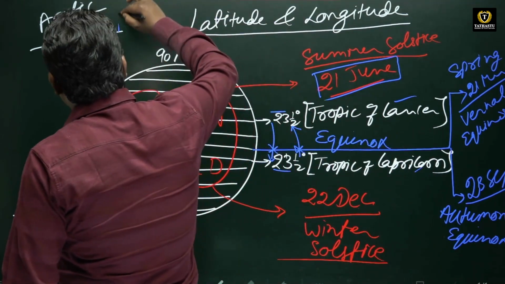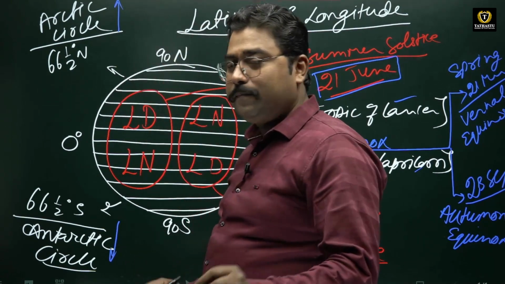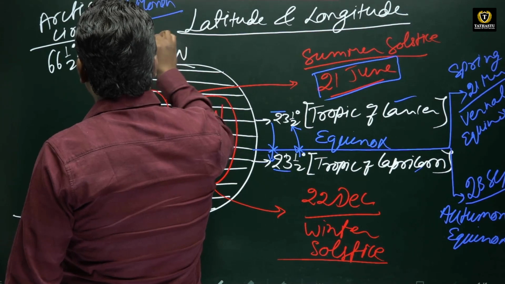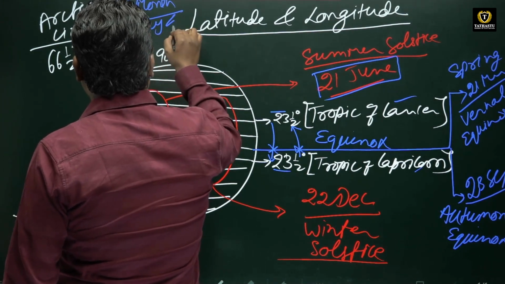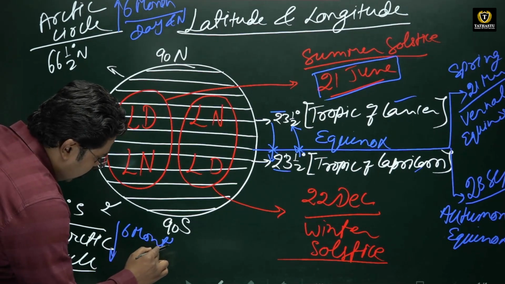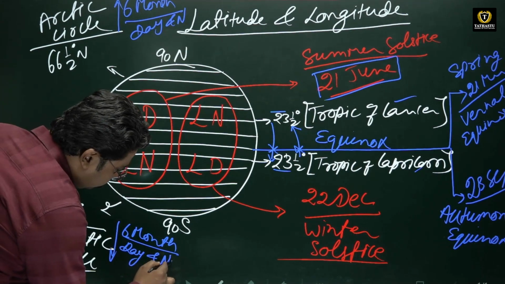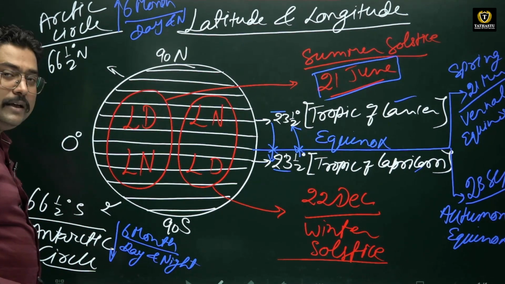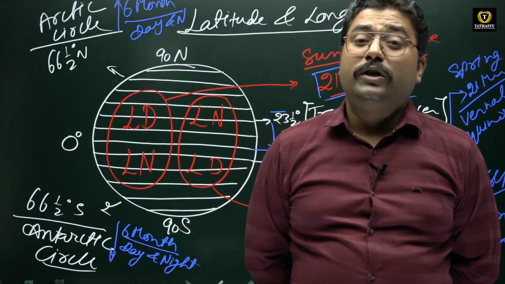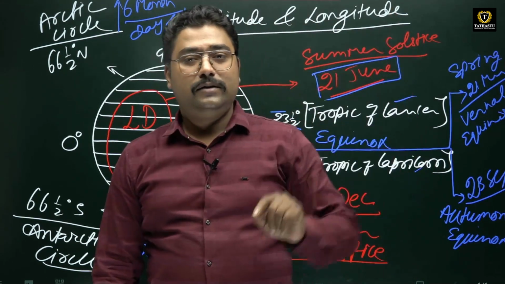That is, beyond 66.5 degree north and 66.5 degree south, there is continuous 6-month day and night. Means, if the sun is going to rise, then it will not set for the coming 6 months, and if the sun is going to set, it will not rise till the coming 6 months.